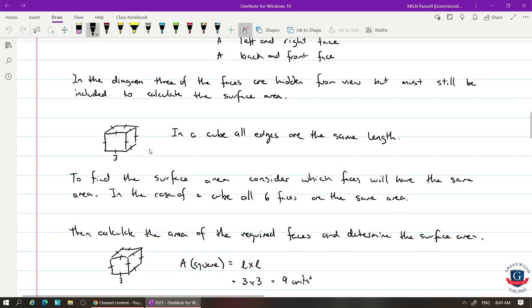Cubes are an interesting one because all of the edges are the same length and typically we'll only be given one edge. So if we're looking for the area of the front face, we know that this length is 3, but we also know that that length is 3. And 3 times 3 will give us 9. And because all of the faces are the same area, and there's 6 faces, we can multiply the area of the front face by 6 to get the total surface area. And that's a common technique that we'll use when determining surface area of a bunch of different shapes. If we have 2 faces that are the same size, we'll calculate it once and then multiply it out by the number of faces the same size.